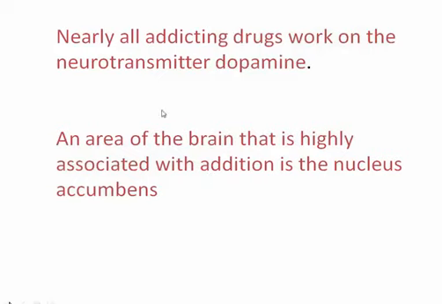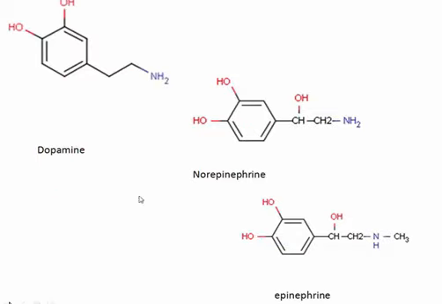Let's just make sure that you had time to write down that addicting drugs have a tendency to work on dopamine. When we went over the neurotransmitters, I believe I had already put that in your notes. And then you can write this word, nucleus accumbens, but it's going to be on the next slide. Well, it wasn't on the next slide.